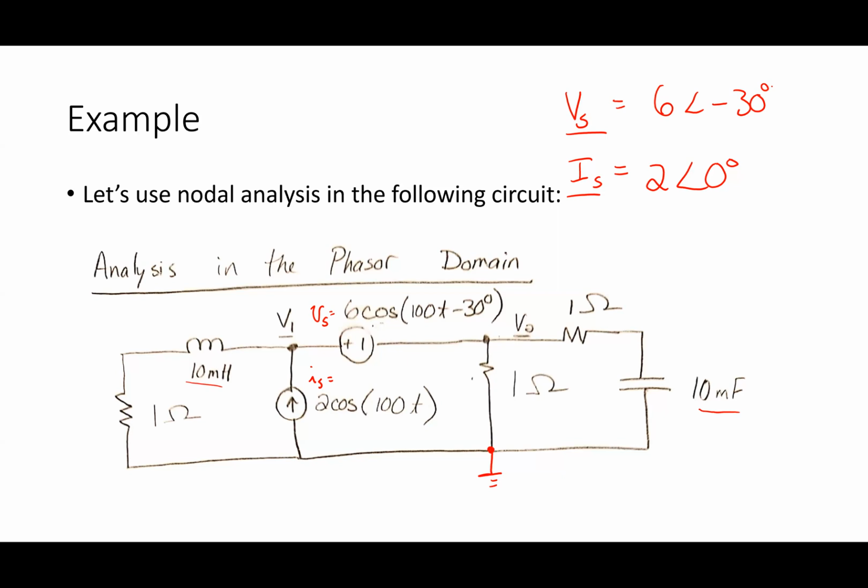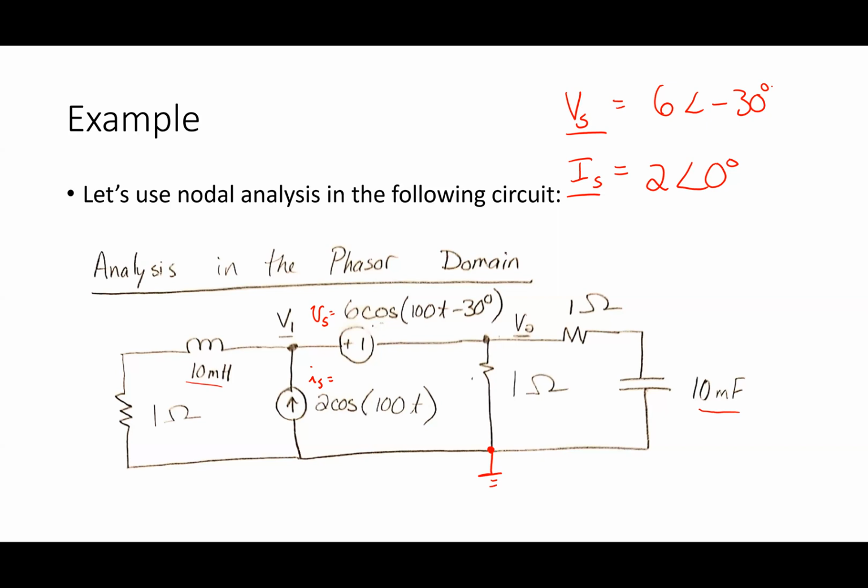Sometimes we call it the phase. We don't usually say 6 phase negative 30. We say 6 angle negative 30. We call it the phase angle because it's the phase angle of the corresponding cosine wave. All right, so then also, what's the other thing I need to do to go to the phasor domain? There's one other step, technically.